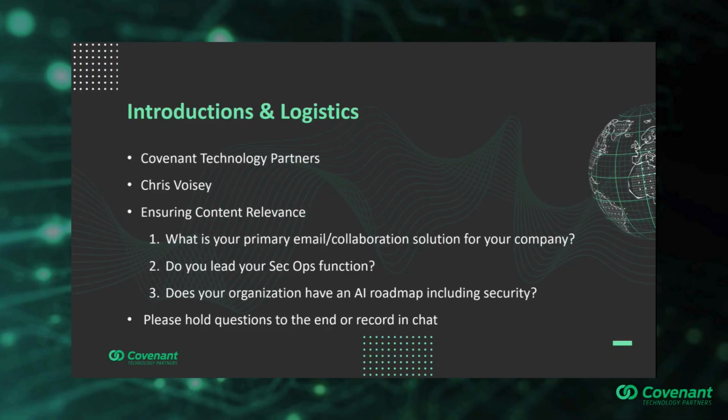Looks like most of our participants here have E3, but roughly 30% have E5, so that's good. And it looks like it's pretty evenly divided between leading SecOps and not leading SecOps. 43% are leading. And then most people, 75%, do have security accounted for in the AI roadmap. That's fantastic. Congratulations. We have a high-end audience here today, so that's wonderful.